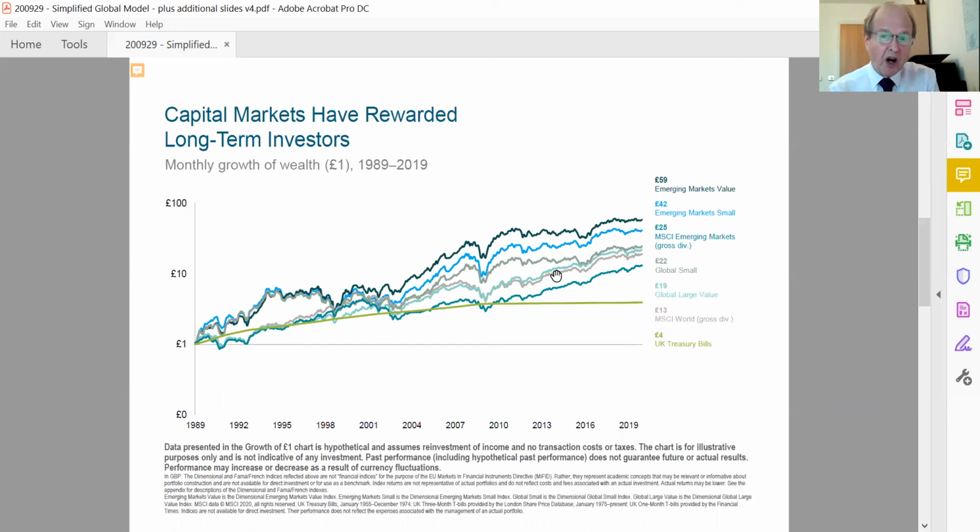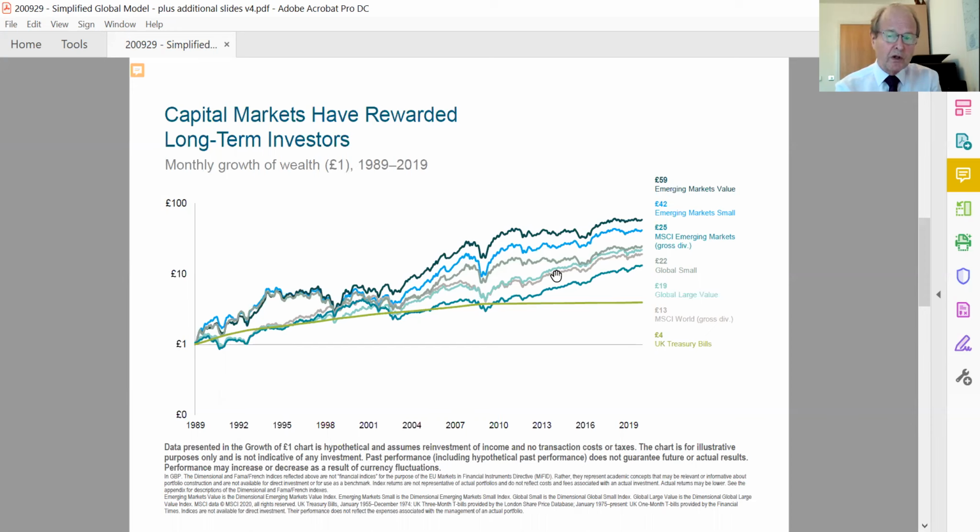But the interesting thing is that if you had invested in smaller companies, which are defined as the bottom third of the market in terms of company size, but still quite significant companies with an average market capitalization of 2 billion, then you would have achieved a higher return of £22.